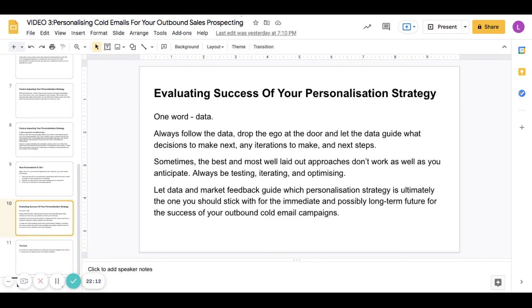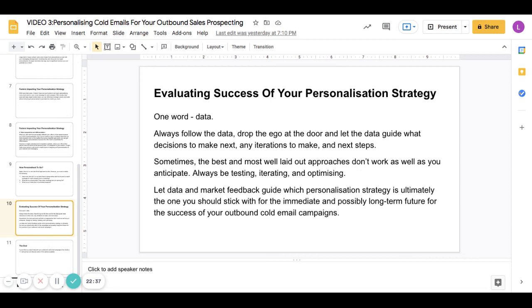So we've almost finished. This is the last point: evaluating the success of your personalization strategy with cold email in general, and honestly with any marketing or advertising. Data is the one thing. It's really important to drop the ego and just let the data guide your decisions, what to do next, what to optimize, what to iterate.